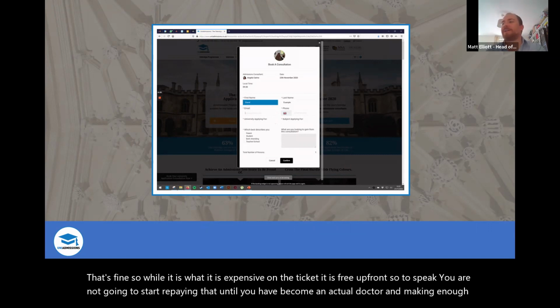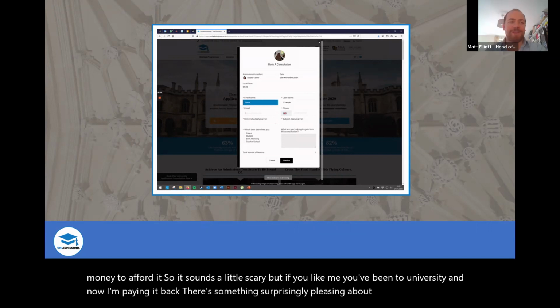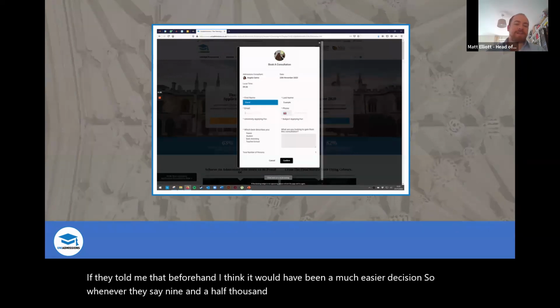So while it is expensive on the ticket, it is free up front, so to speak. You're not going to start repaying that until you have become an actual doctor and are making enough money to afford it. So it sounds a little scary, but if, like me, you've been to university and now are paying it back, there's something surprisingly pleasing about how little it is. I think I paid £30 a month. If they'd told me that beforehand, I think it would have been a much easier decision. So whenever they say 9,500, just remember that what they mean is £50 a month.